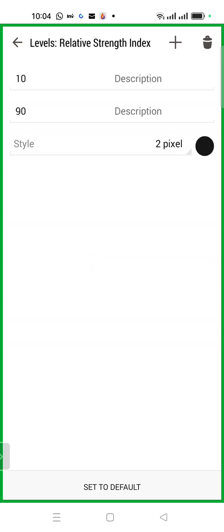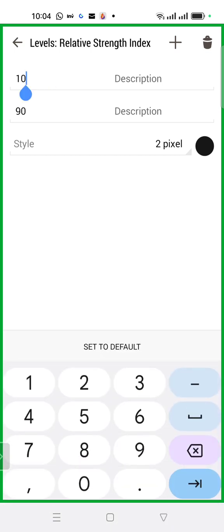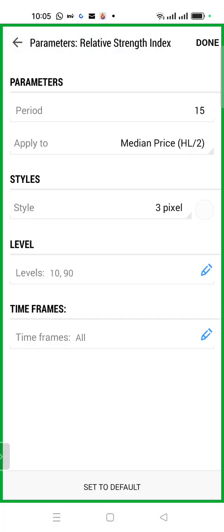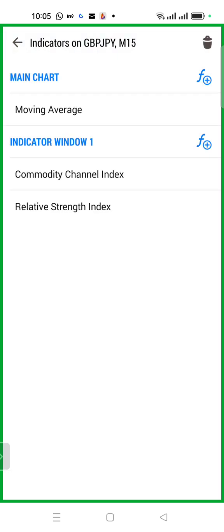So you come here, let's assume you don't know how to set the level. You click on the level, it will come here for you to edit. So you can type and change this and also change this. If you need more levels, you just click on the plus, it will add more levels. Then this style is for you to put the color you want the line to show, which you can see on my own chart that is showing a black line for the 90 and 10. So this is how to set the indicators.